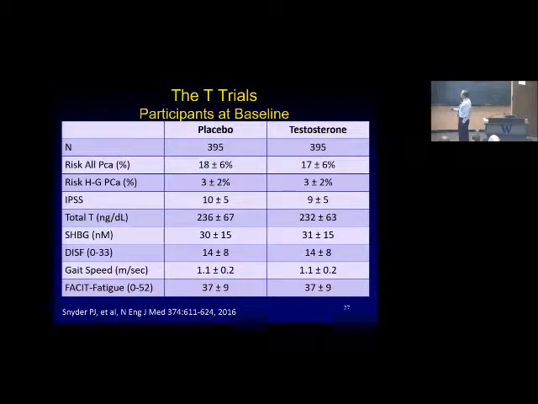They didn't have much in the way of lower urinary tract symptoms on the International Prostate Symptom Score. They had low testosterone levels. The DISF is the Gerontology Inventory of Sexual Function. The gait speed is in a 6-minute walk, and the FACIT-Fatigue score is an energy or fatigue scale. They had modest compromise as a group on those baseline assessments. All these baseline assessments for the primary outcomes were actually done in everyone.